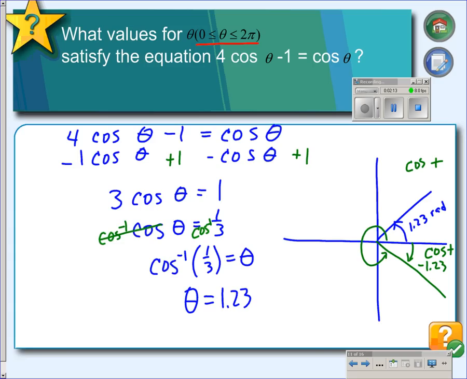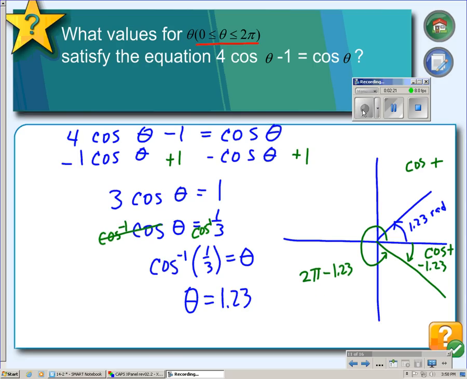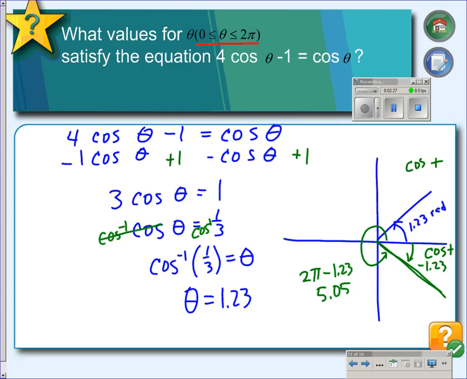So in the interval from 0 to 2 pi, that's going to be this angle. So if we take 2 pi minus 1.23, that gives us 5.05 as the positive angle coming around to the fourth quadrant. So we get the two solutions in the interval from 0 to 2 pi. We get 1.23, and we also get 5.05. Gives us answers in the first and fourth quadrant.